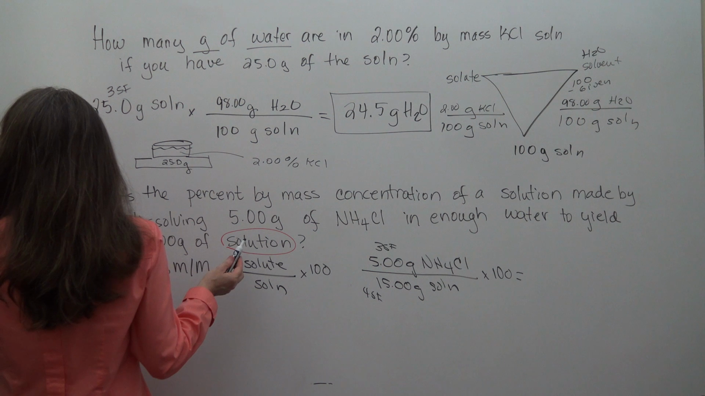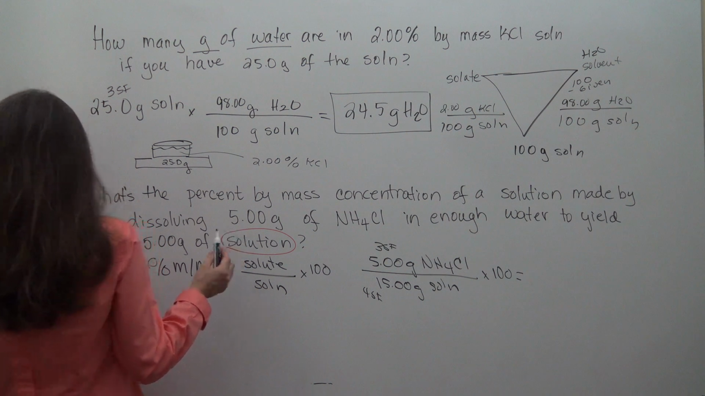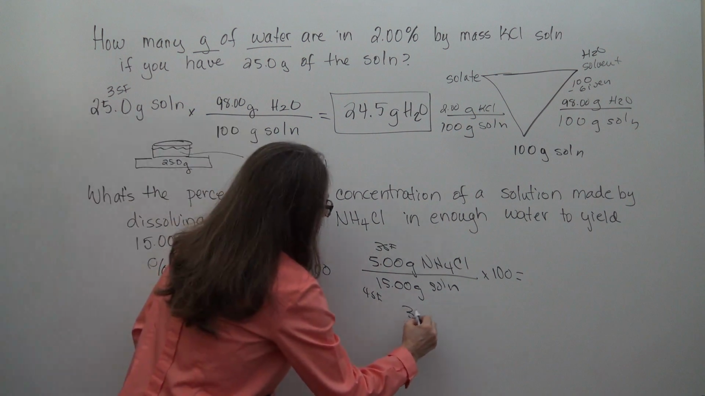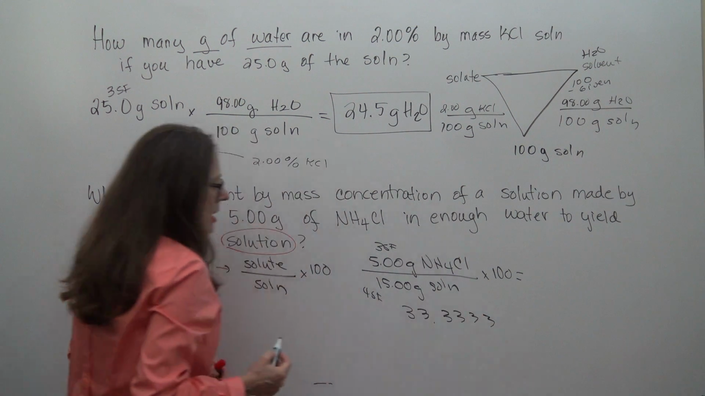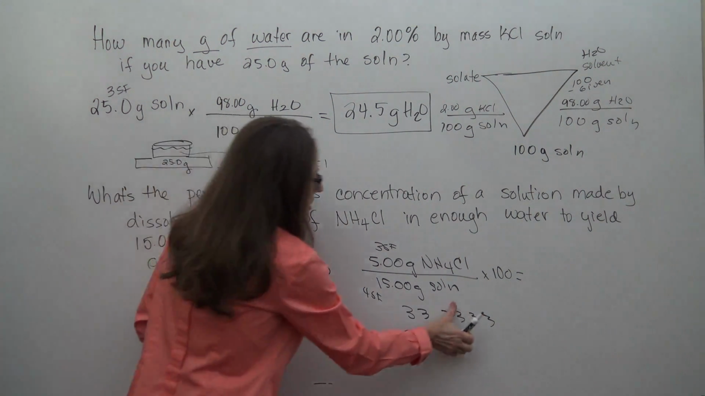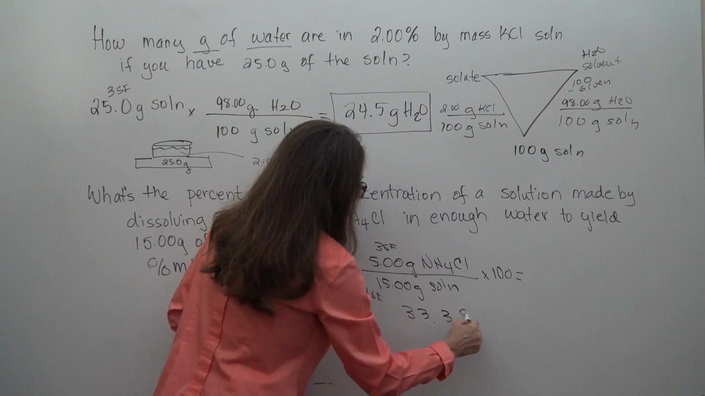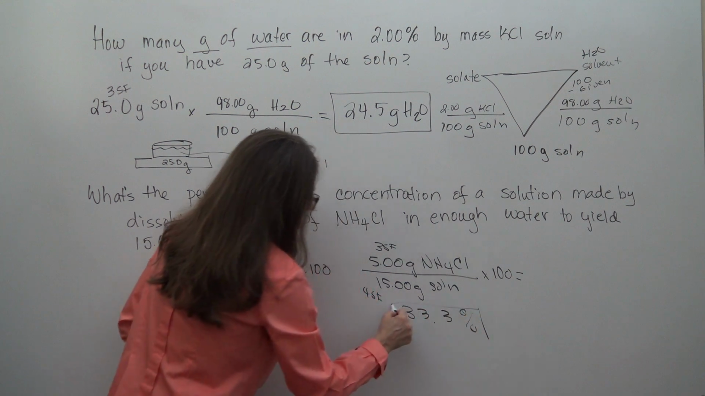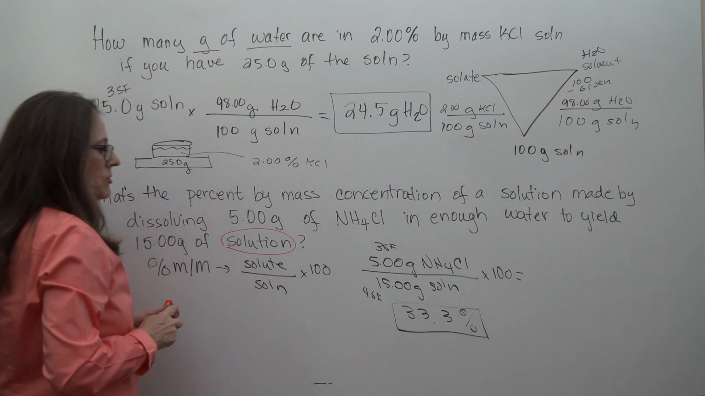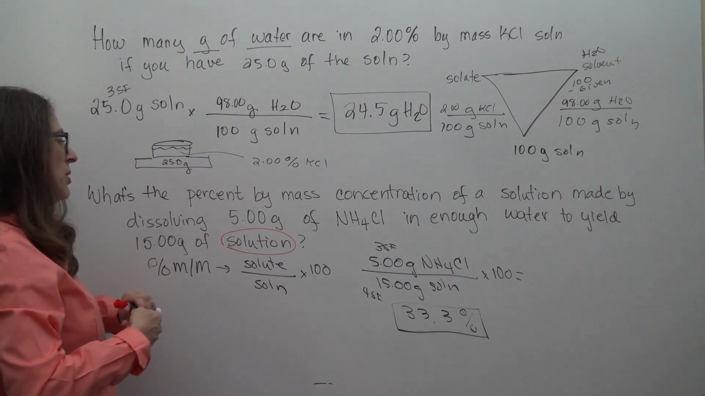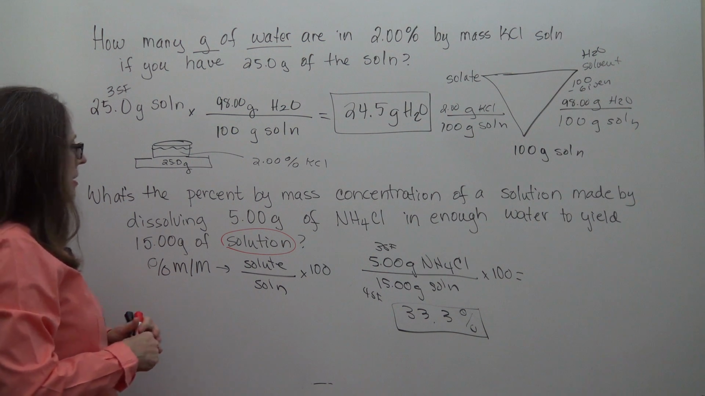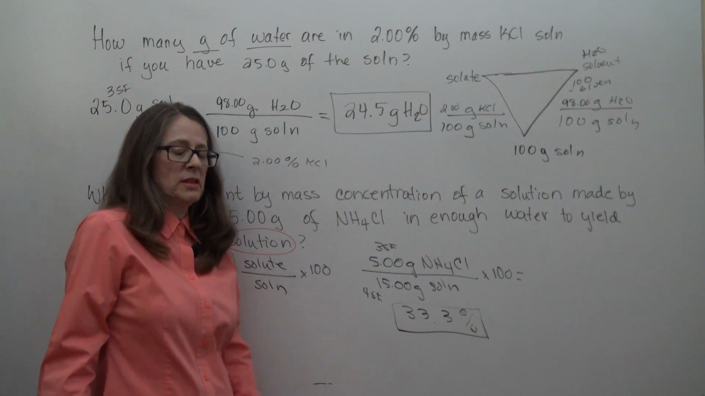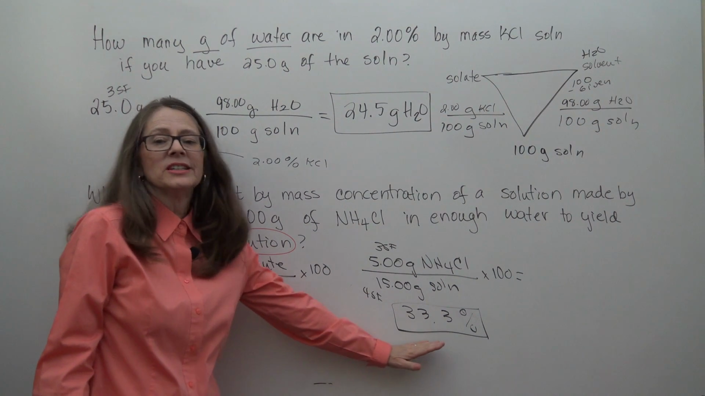I'm going to get out my Lion calculator, and this time I get 33.33 blah, blah, blah. I need to go to 3 sig figs, so I'm going to take those off, put my percent on there, and snap. 33. So it's a 33.3%. Huh. I'm going to have to go back and look at that problem. This is the correct answer.